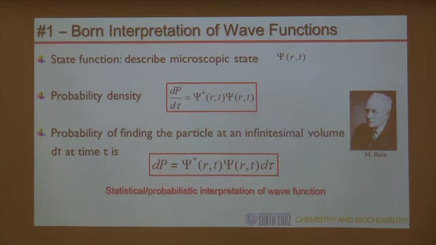Then we talk about normalization. So there are several points for postulate 1. The first one is what I mentioned, the Born interpretation of the wave function. So what is the wave function? The wave function is something related to probability. And then how can we calculate the probability? The first thing is we normalize it.